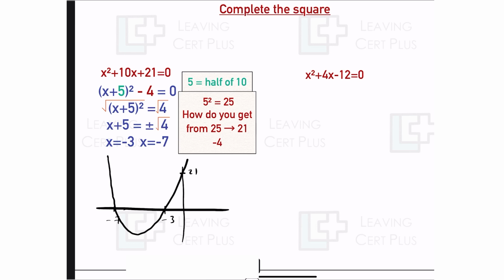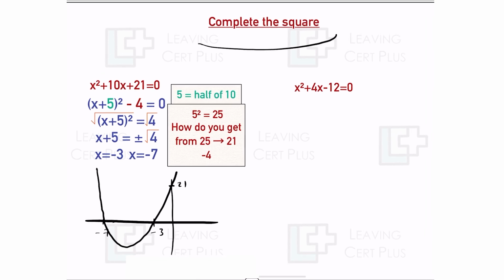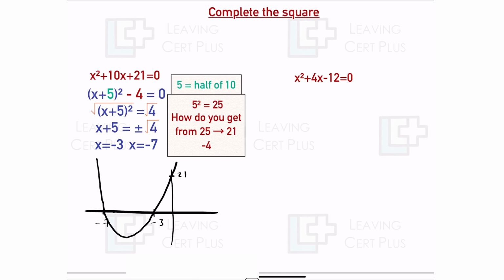Okay, and as I said, we're going to learn another skill that we can use completing the square for, and that's to basically find this minimum point, but that's in your functions lessons. So I'd like you to try complete the square over here. So pause the video and give that one a go.